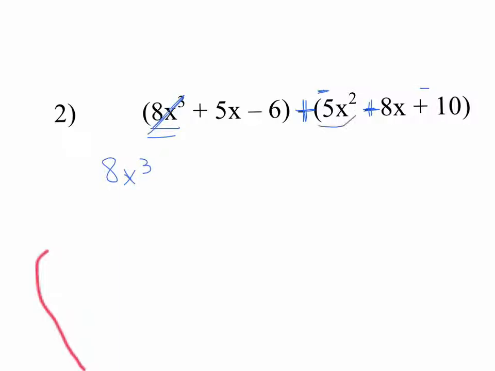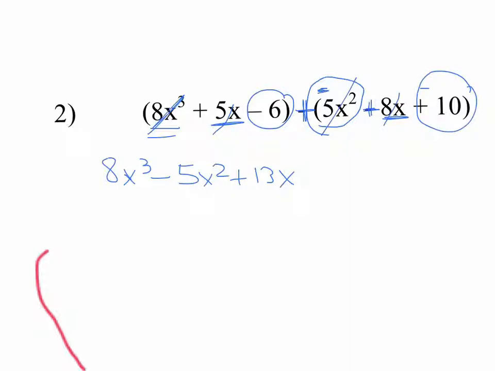Here's an x squared, a 5x squared. It's a negative, and there's no other x squared, so it's going to be minus 5x squared. Then I get to 5x. Well, a positive 5x plus 8x is 13x, and it's positive. Then a negative 6 plus a negative 10 is a negative 16.